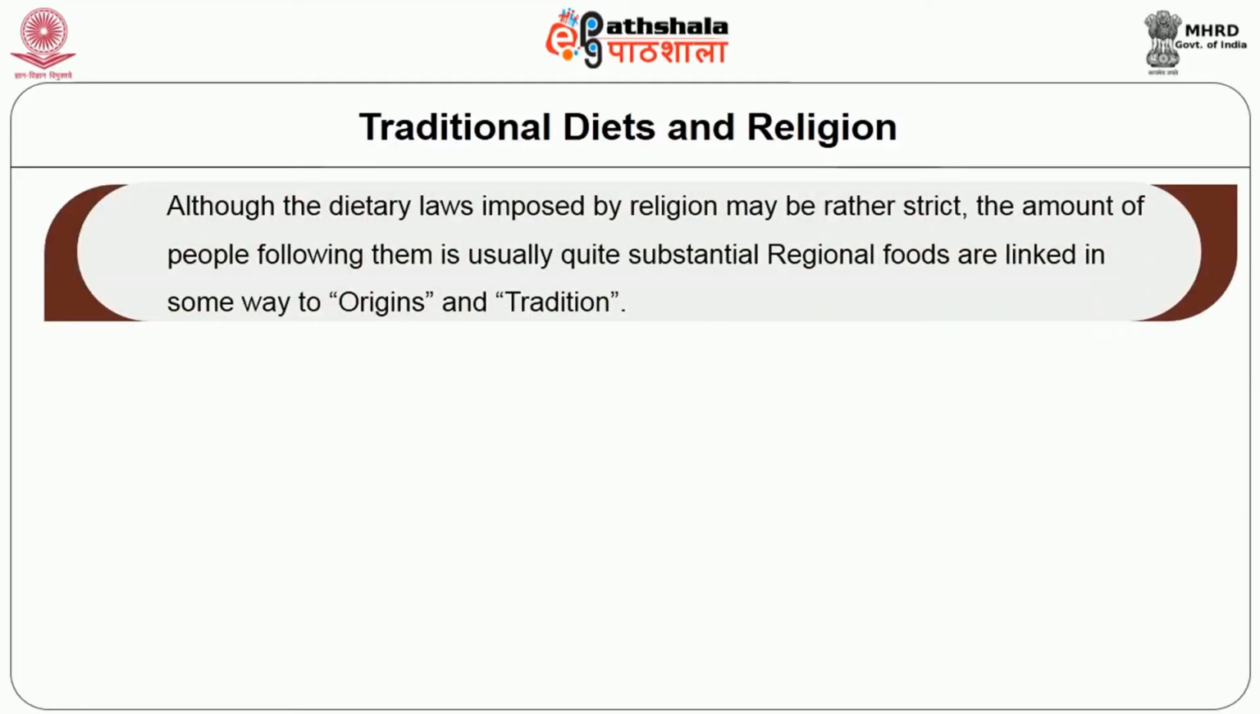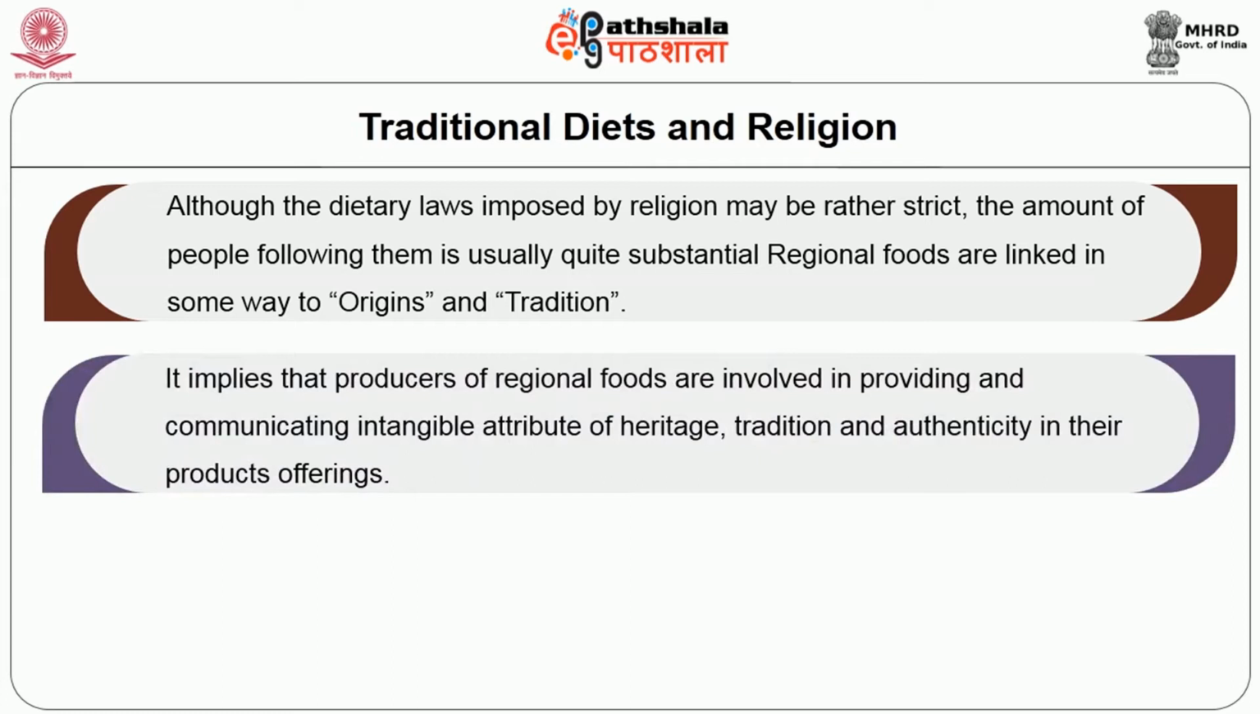Several religions impose some food restrictions, for example, prohibition of pork and not ritually slaughtered meat in Judaism and Islam, and pork and beef in Hinduism and Buddhism, except for Christianity, which has no food taboos. Religious food prescriptions are far easier to adopt than to discard because once a ban is adopted, it tends to be reinforced by strong feelings of disgust. Although the dietary laws imposed by religion may be very strict, the number of people following them is usually substantial. Regional foods are always linked in some way to origins and tradition. This implies that producers of regional foods are involved in providing and communicating the intangible attributes of heritage, tradition and authenticity in their product offering.